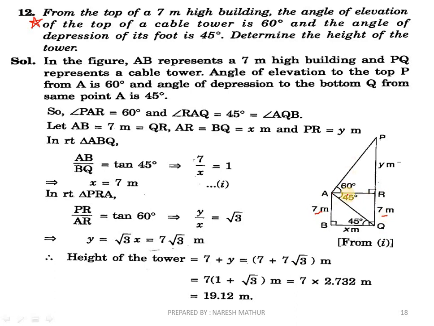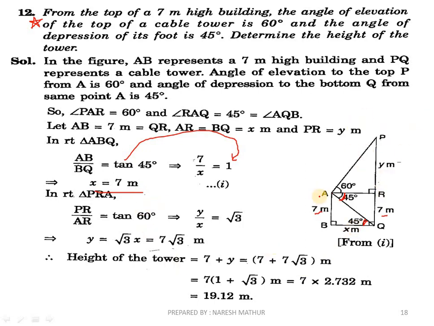Okay, we have two triangles. First we'll see triangle ABQ. Now see, this angle is given as 45 degree. This is angle of depression. Now we can take this angle from here also, because these are alternate interior angles. Now in triangle ABQ, tan 45 equals to perpendicular upon base, 7 by x equals to 1, because tan 45 is always 1. So x equals to 7 meter. Alright, so we have BQ equals to 7 meter.